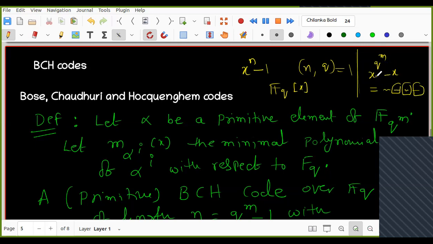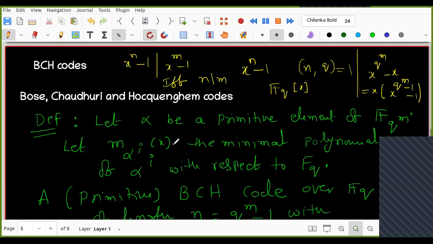Now I take x outside. When I take x outside, it is equal to x times (x^(q^m minus 1) minus 1), right? Now, another thing we discussed: x^n minus 1 divides x^m minus 1 if and only if n divides m. Do you remember that? This is also very useful to understand these BCH codes.